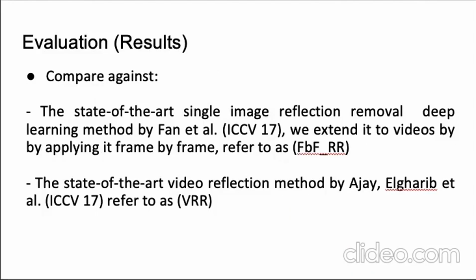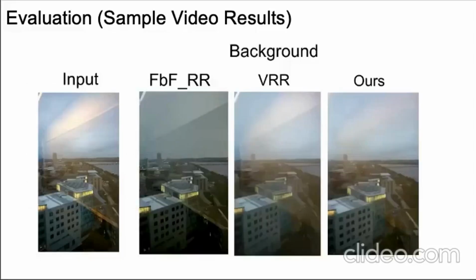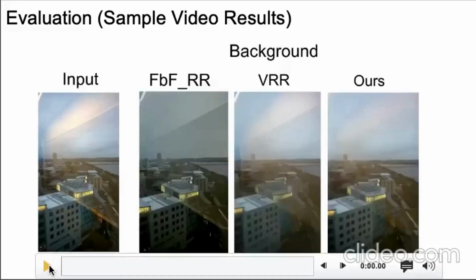For evaluation, we compare against two different approaches. The first one is the state-of-the-art single image reflection removal done by Fan et al., and we extend it to videos by applying it frame by frame. The second one is the state-of-the-art video reflection removal by Ajay et al. We refer to it as VRR. Let's have a look at the videos, and we are going to dive deeper into the results from the video.